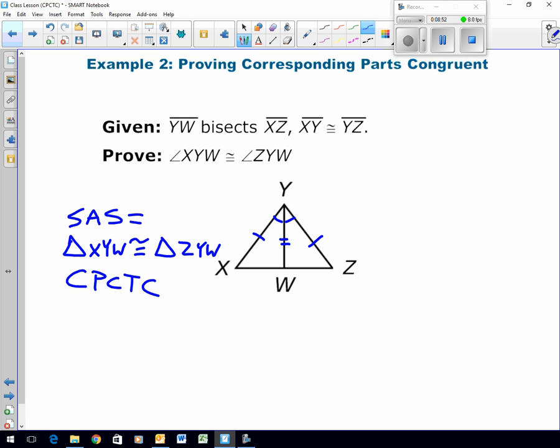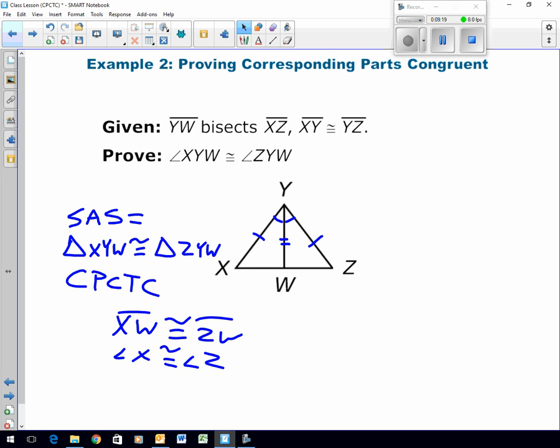That is all I need. After I've gotten that part down, I can say anything I want. I can say XW is congruent to ZW. I could say angle X is congruent to angle Z. Any side or angle that's in those two triangles would have to be congruent to each other, as long as they're corresponding. You see how, y'all play Uno, right? Probably the best card to get in.